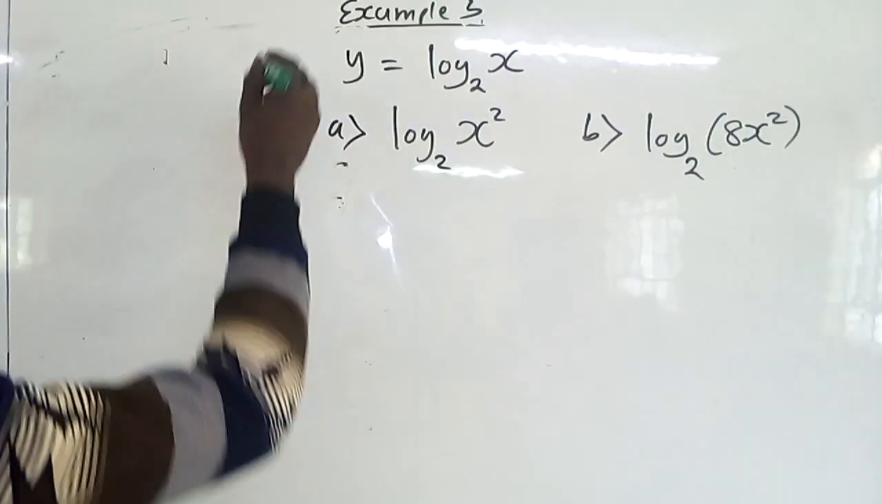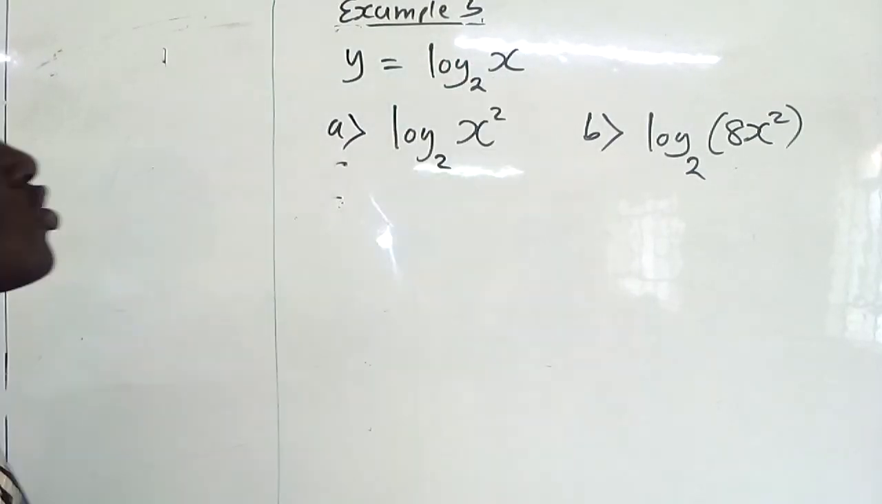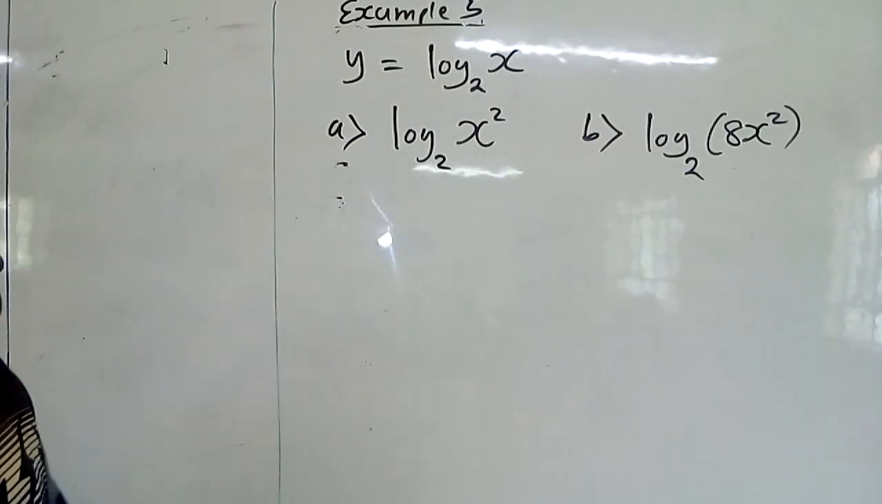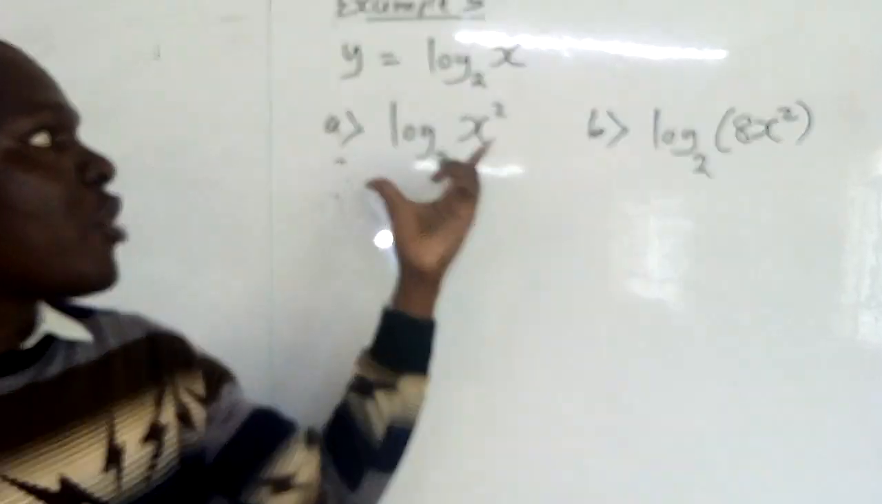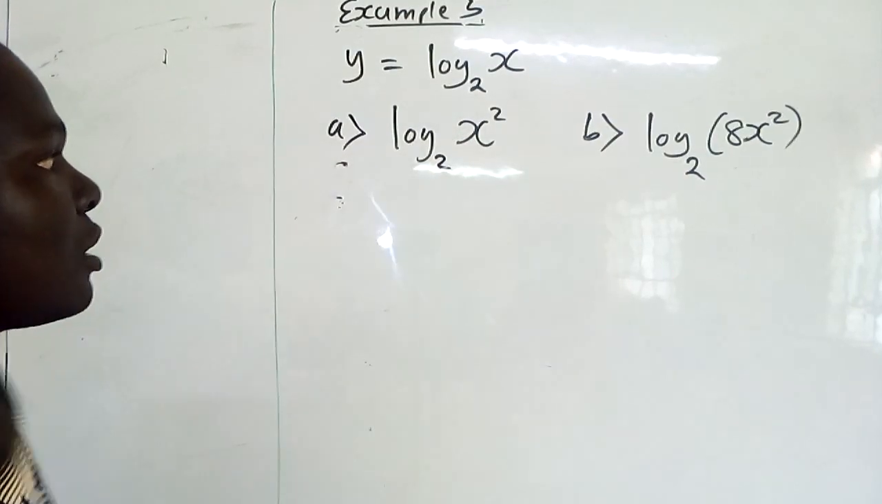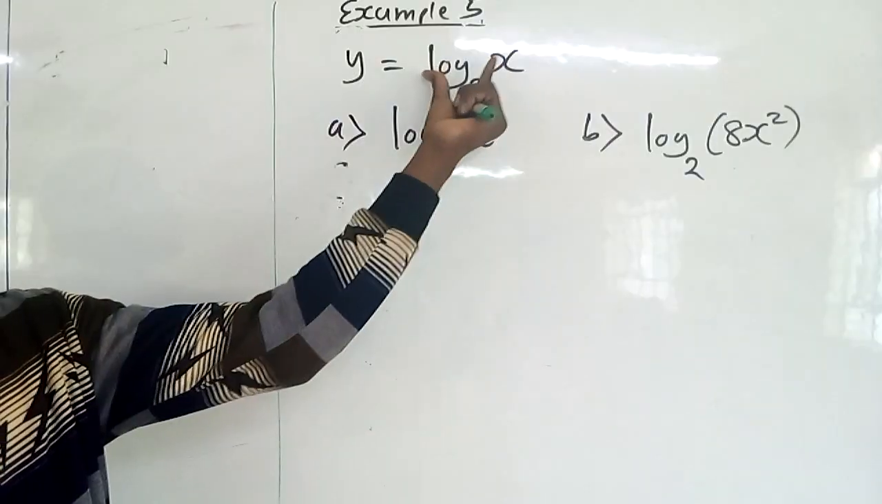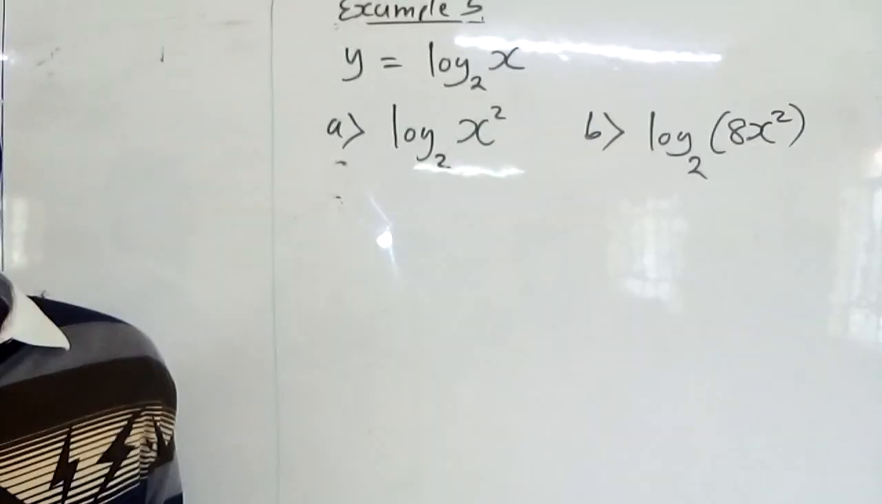Now, example number 5. Given that y is equal to log x to base 2, you'll be told to write down the following expressions in terms of y. So part A, you want to write log x squared to base 2 in terms of y, meaning what you need to do is to make log x to base 2 the subject of the formula, isn't it?